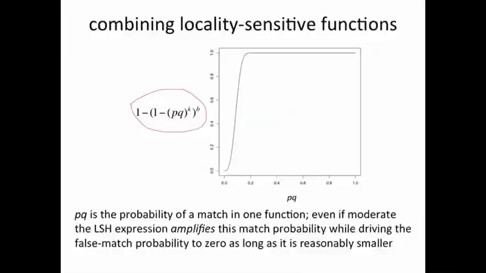At the same time, the false match probability is driven to 0 as long as it is a little smaller, say 0.07, fairly close to something like 0.15, but it gets driven to a very small value as long as it's reasonably smaller than pq. The place where this steep rise happens depends on the choices of k and b, and by suitably adjusting these parameters depending on our values of p and pq, we can get the required behavior that we want to achieve.